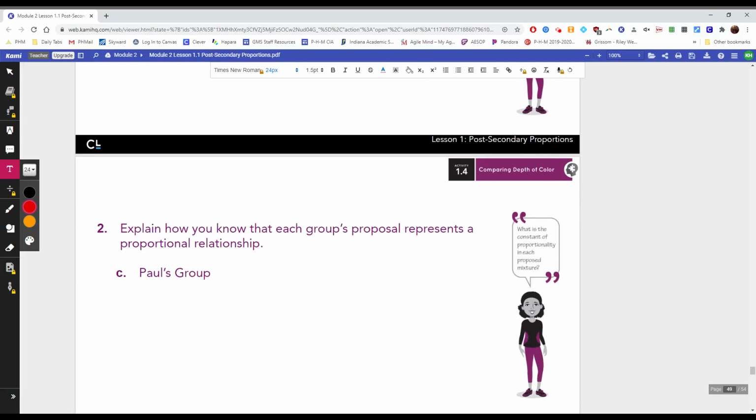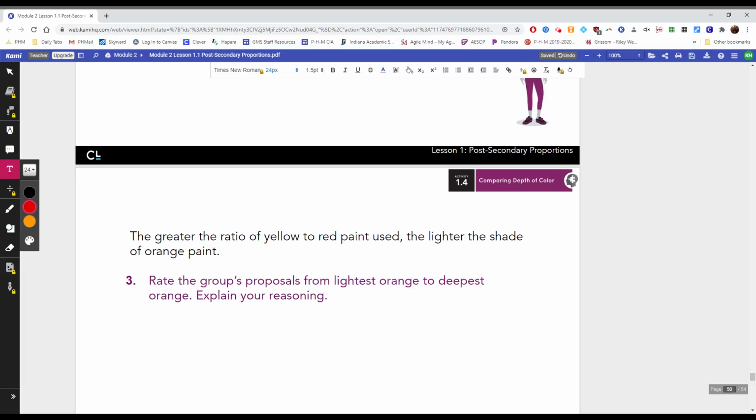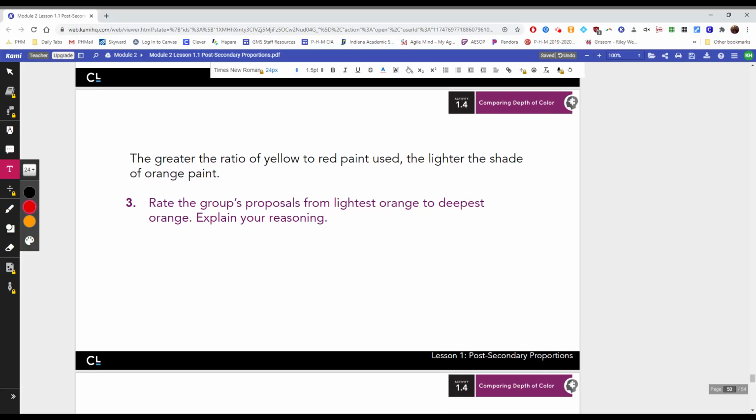And then the last group is probably the easiest one to identify that it's proportional, Paul's group. So Paul's group presented a graph of a line through the origin, so we know it's proportional. Excellent. So we've seen the three different representations here again. Rate the group proposals from lightest orange to deepest orange, and they tell us that the greater the ratio of yellow, the lighter the shade of orange paint.